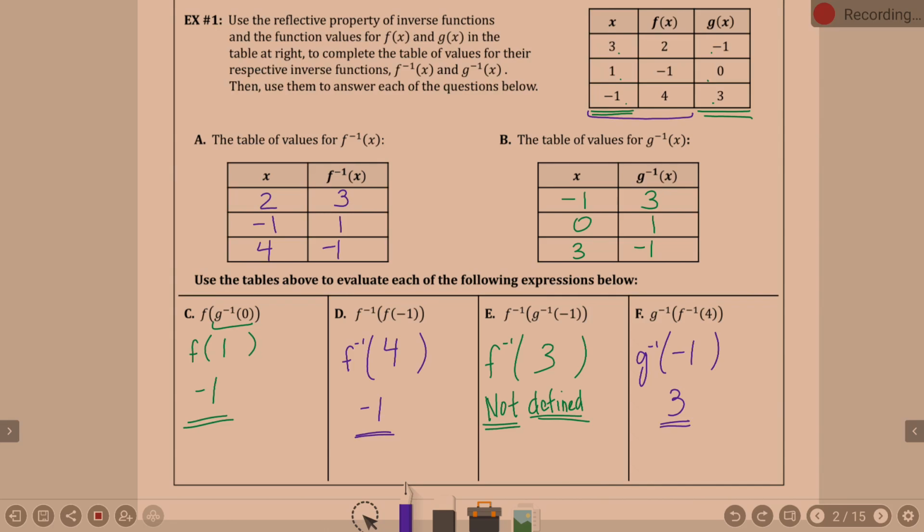So realize, if it says F inverse of 2, if you don't have that chart, you may just have to be like, okay, F inverse of 2, there's 2, so it's 3. In other words, I guess you can always write out a chart if you need to, but just realize F inverse just switches those two.